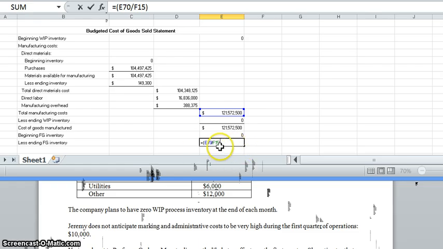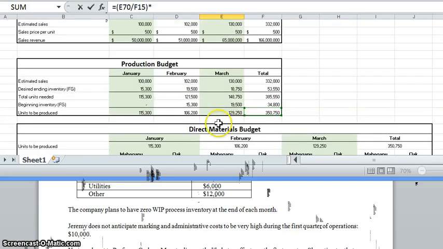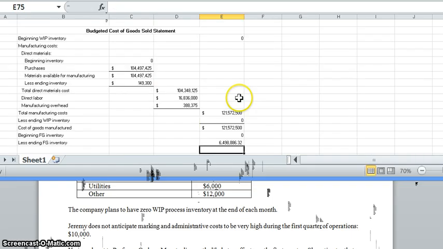All right. So now that we have our cost per unit, all we have to do is multiply this by the ending inventory in finished goods, and that's going to give us our total dollar value. If we go up to our production budget and look at March, we see that we expect to have 18,750 units in ending inventory at the end of the quarter, which is the end of the final month. So that gives us $6,498,886.32.